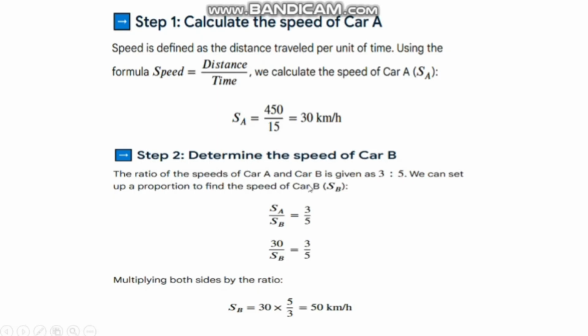The ratio of the speeds of car A and car B is given as 3:5. We can set up a proportion to find the speed of car B, that is SA by SB, where SA is the speed of car A and SB is the speed of car B. The ratio given is 3 by 5, and the speed of car A is 30. By cross multiplication, the speed of car B is 50 km per hour.